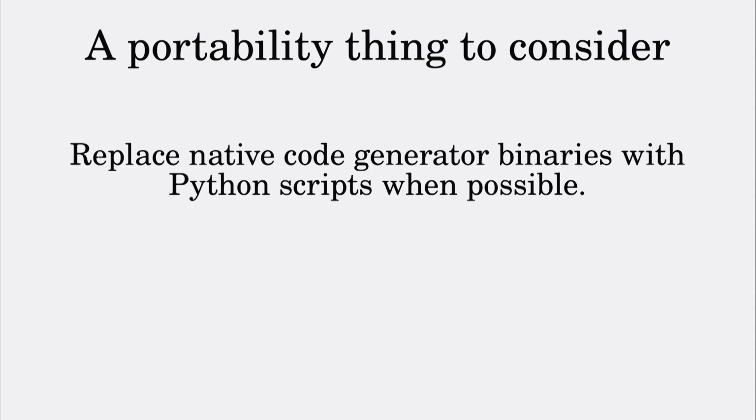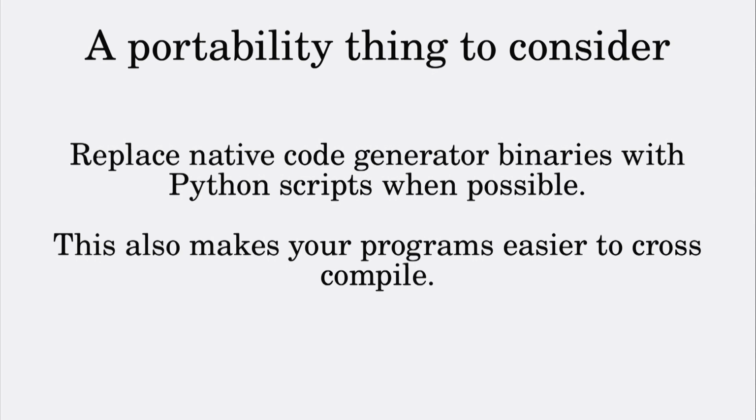So if you have native code generated binaries, consider replacing them with Python scripts for the same thing. Because reading text files, manipulating that, and writing out text files is something that Python is really good at. And you get JSON parsers and XML parsers and all that for free. It's a bit slow, so it might not work in all cases if you have very big performance requirements, but usually it's not really an issue. And this makes your programs easier to cross-compile because you don't need to compile the things twice, once for the native and once for the cross-compilation.